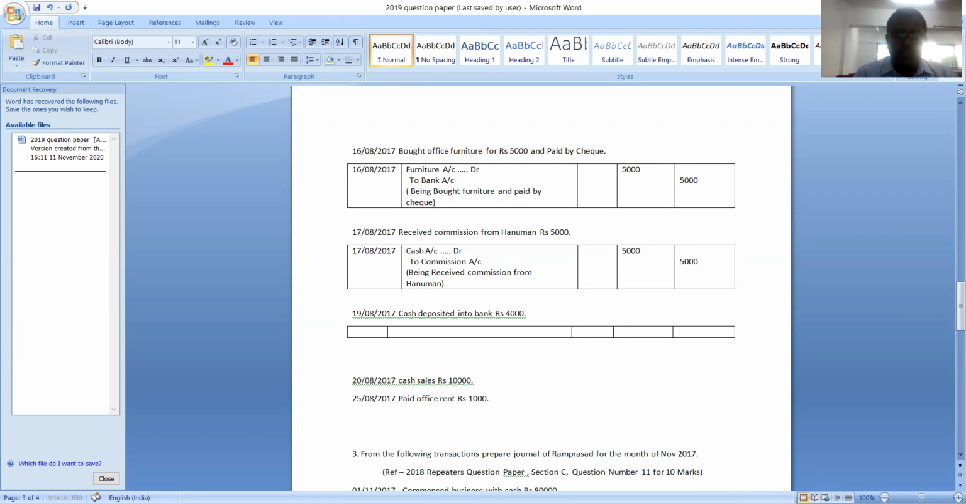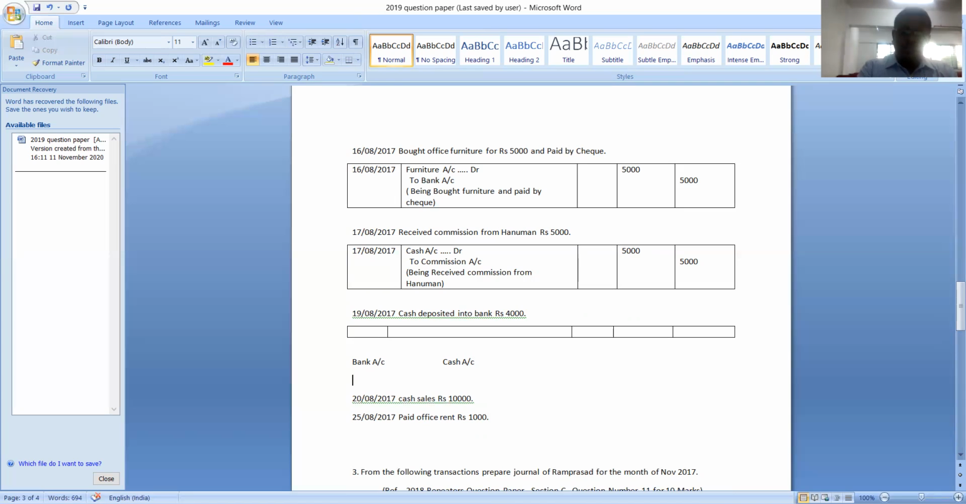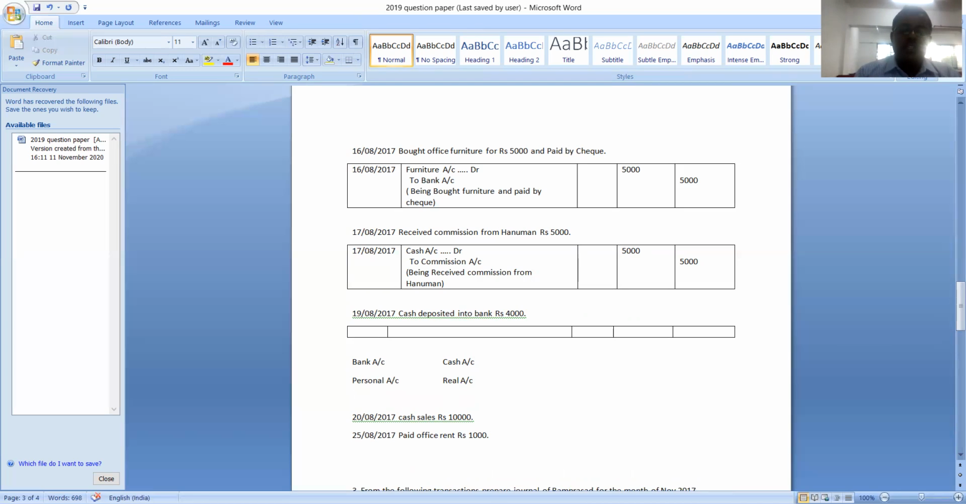Which are the two accounts here? Two accounts are, one is bank account and another one is cash account. Bank account is which account? It is a personal account. Cash account is which account? It is a real account. So bank account, personal account. What is the rule of personal account? Debit the receiver. So cash deposited into bank means banker is the receiver, right?